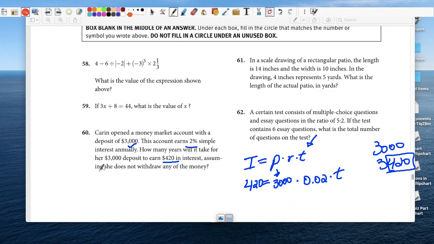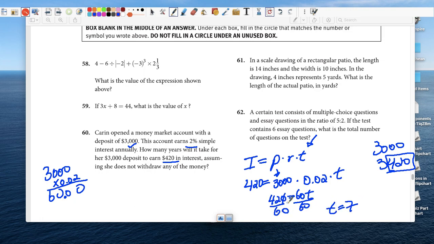Let's simplify 3,000. Actually, let's do this without a calculator. 3,000 times 0.02. 0, 0, 0, 2 times 3 is 6. Move the decimal 2 over. We get 60, so this becomes 420 equals 60t. We're going to divide both sides by 60. And t equals 7. Right, and remember the time is in years, so you need to leave that money for 7 years. And when you come back after 7 years, your account balance will say $3,420.